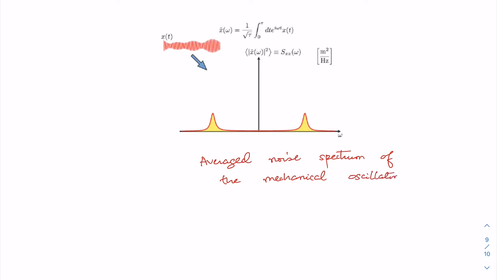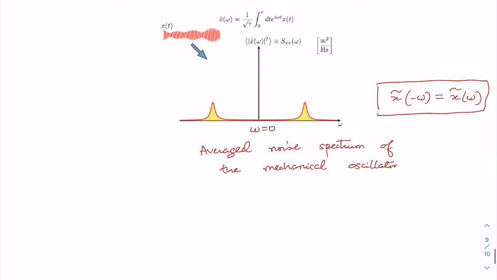One thing you can quickly notice is that the spectrum is symmetric around omega equal to zero, and what it means here is that x tilde of minus omega is equal to x tilde of omega. So this is what I mean by symmetry, and this is a typical characteristic of the noise spectrum in the classical regime. Now, in fact, it can be shown that this particular quantity, x tilde of omega mod square, if we take the average, is also denoted by the symbol S_xx of omega, and this is actually called the noise spectrum. This quantity is referred to as the noise spectrum.